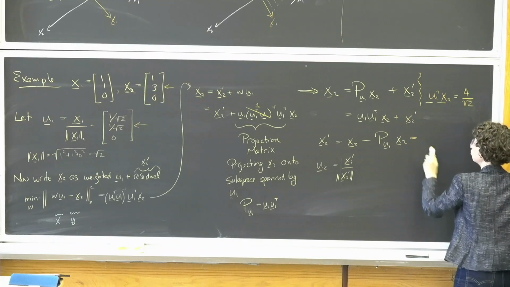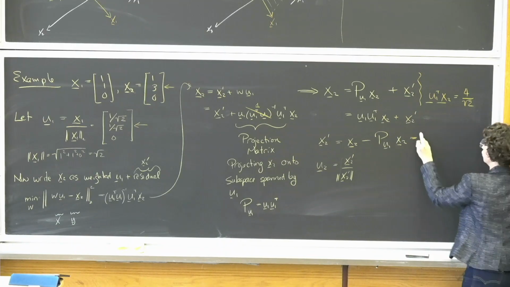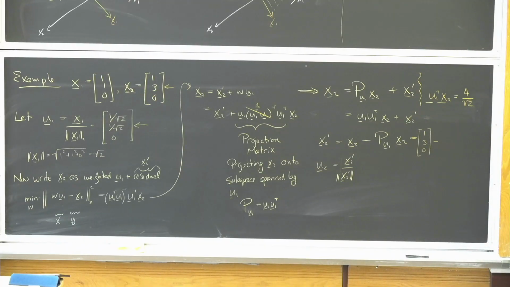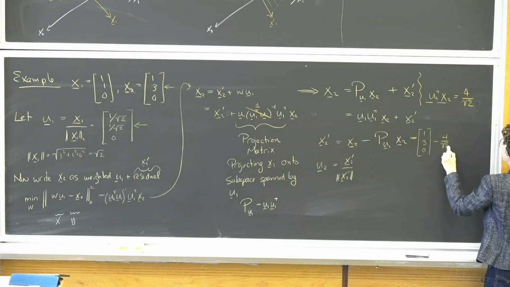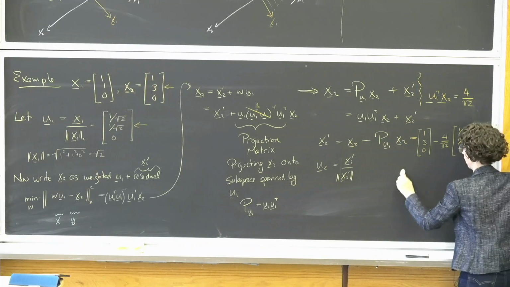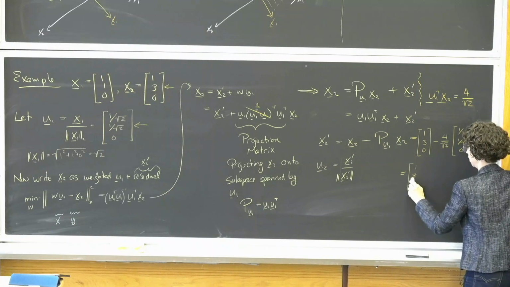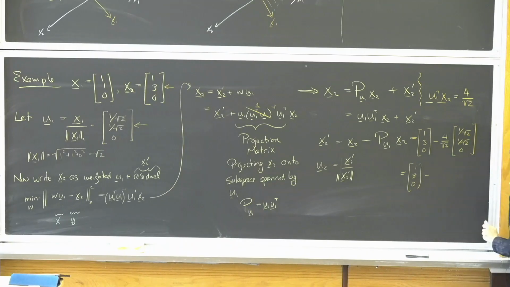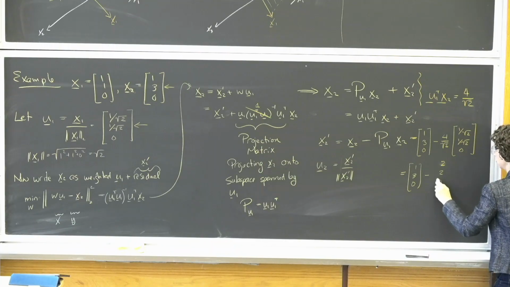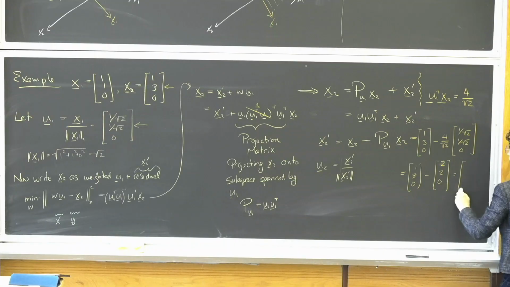So if we're trying to compute this residual u2 prime, then we start with x2, which is 1, 3, 0, and we subtract off u1 times this weight. So we're going to have 4 over the square root of 2 times u1, which was 1 over root 2, 1 over root 2, and 0. And so then we have 1, 3, 0, minus 2, 2, 0, which is going to give us negative 1, 1, 0.